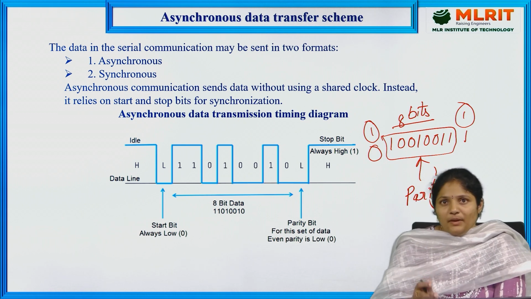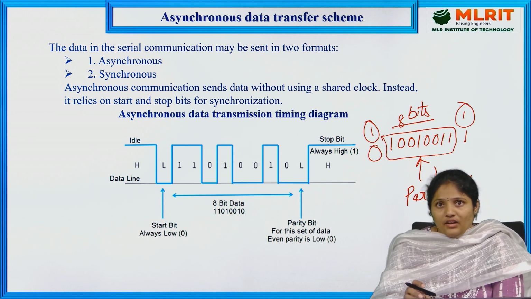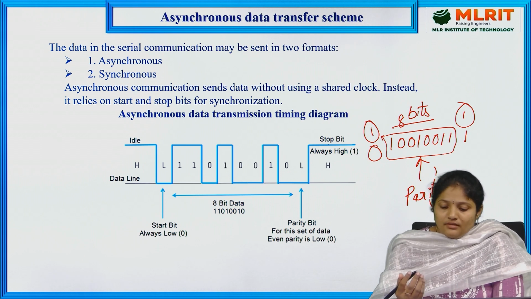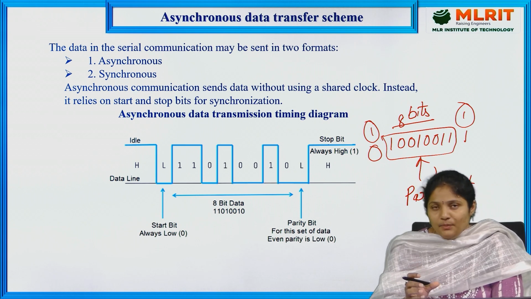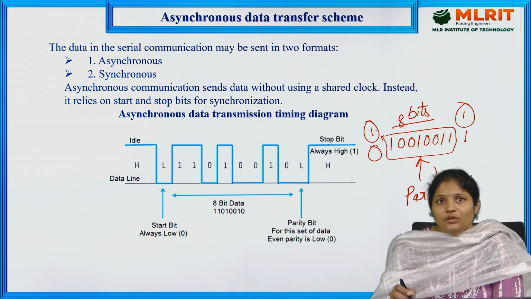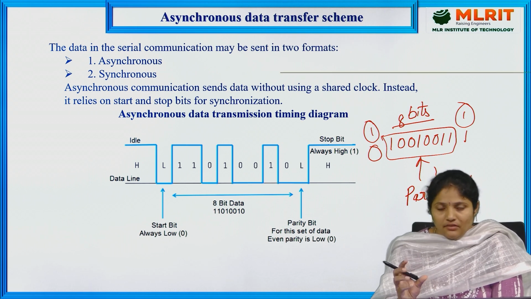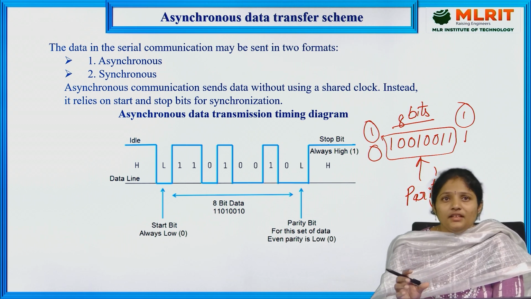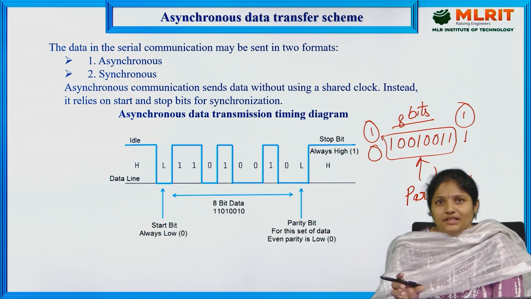These total bits will be received by the receiver. Whenever the receiver receives the start bit, it will decode the remaining bits and wait until the stop bit. If the receiver receives the stop bit, that ends the reception of the data. This is how asynchronous data transmission works.